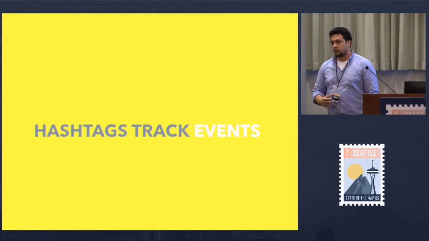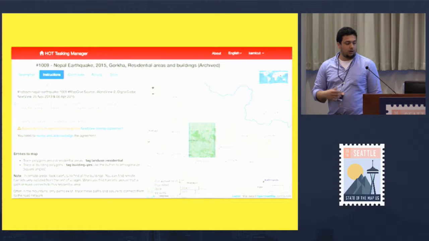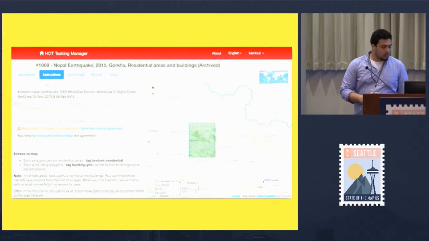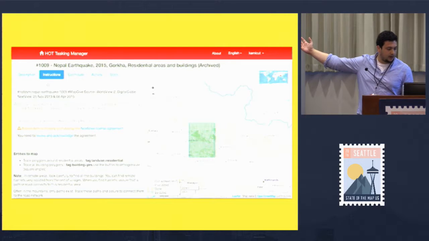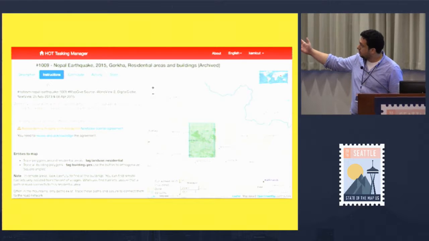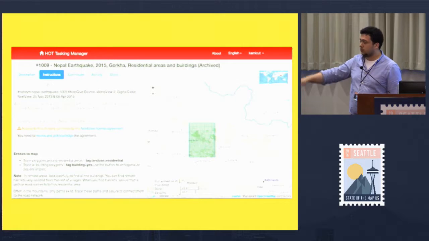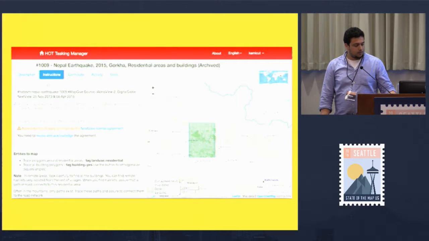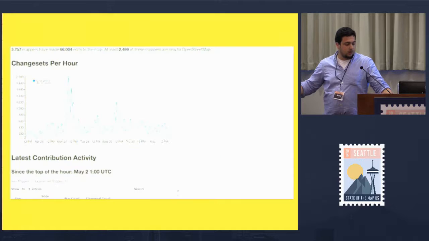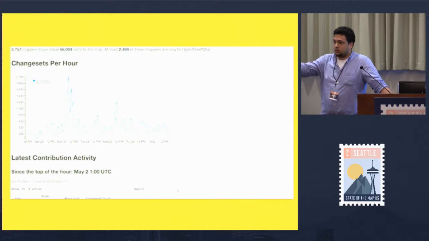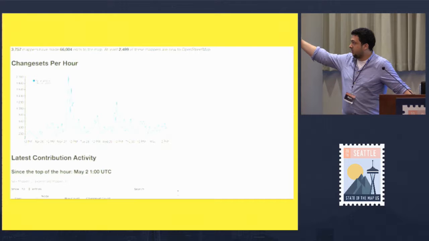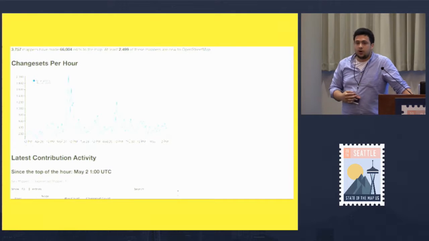Hashtags, for example, track events. So if you're on the tasking manager and you use a hashtag like HotOSM Nepal earthquake, you group all the changesets that are related to the Nepal earthquake. And then you can analyze that and, for example, create a tool like Jennings did for the Nepal earthquake of changesets per hour to analyze the community response. We see large spikes like this around HOT activations.